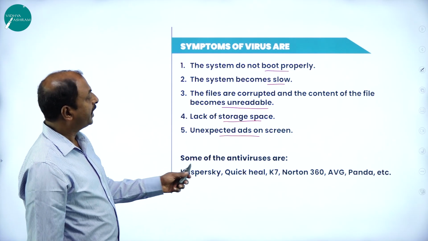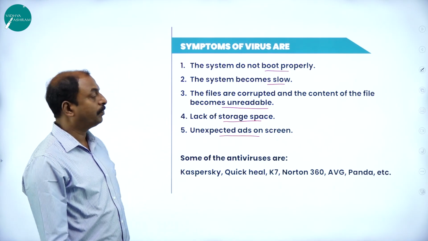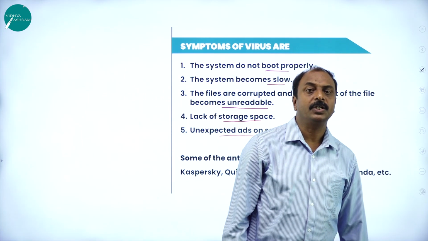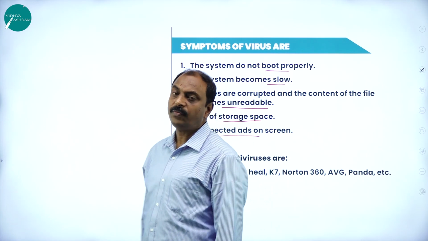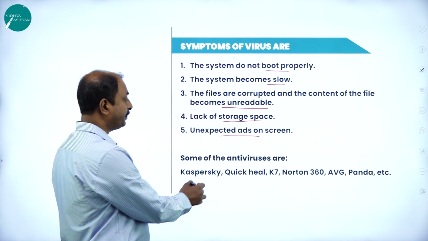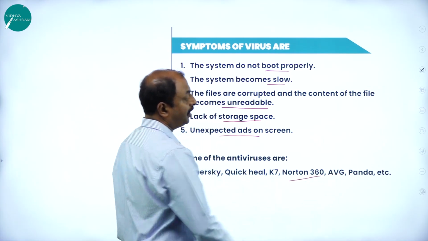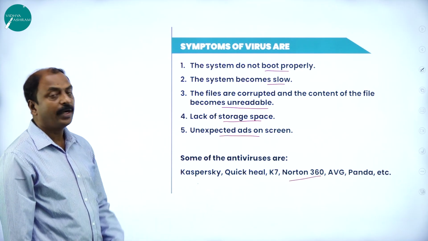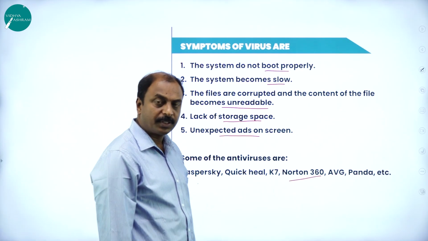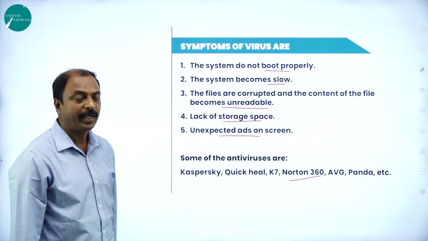Now, some antivirus software. As we have said, if you want to prevent any damage to our system, the precaution is to install a licensed version of antivirus software. Some of the antivirus software are Kaspersky, Quick Heal, K7, Norton 360, AVG. All these are different types of antivirus systems that protect your computer system, hardware as well as software, from different types of viruses.